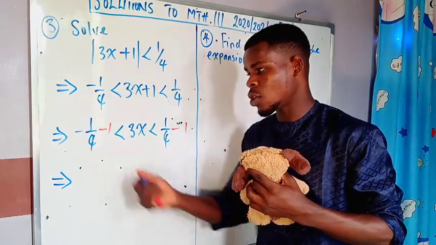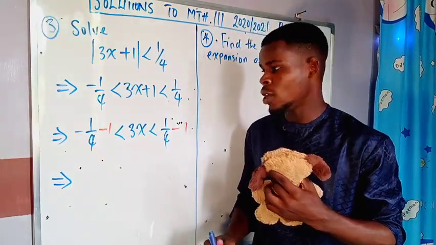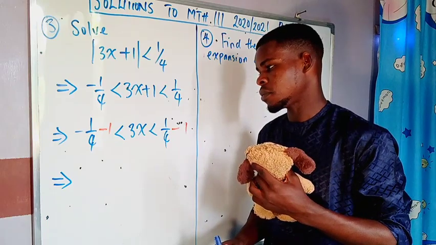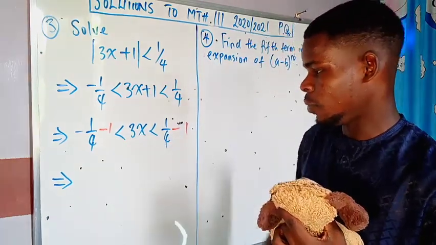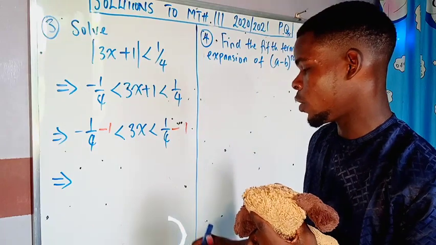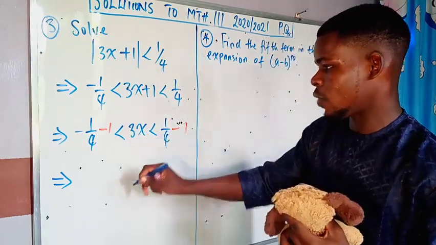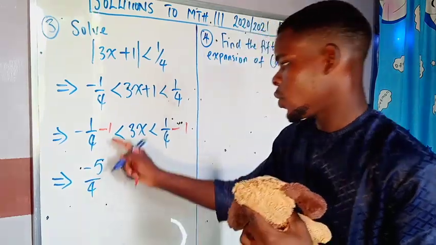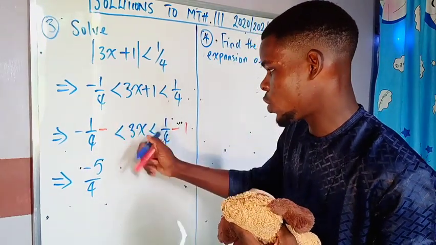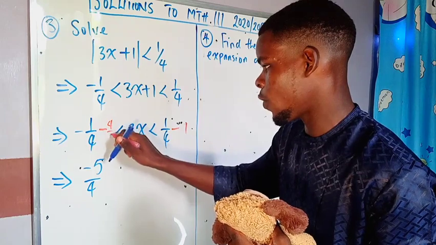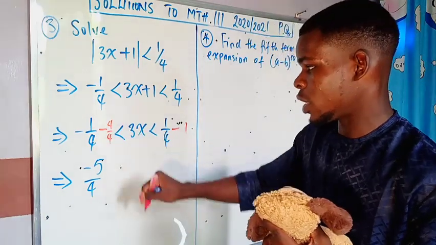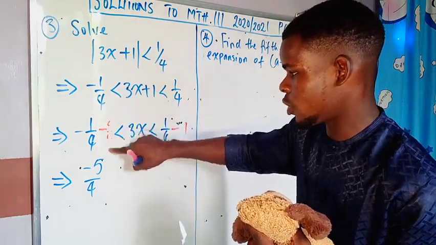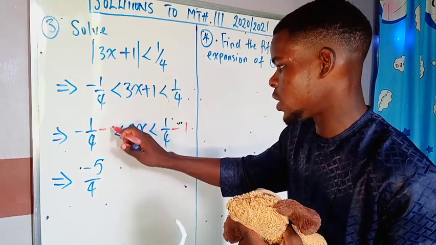So when you subtract 1 from negative 1 over 4, you are going to have minus 5 over 4. You can just check that out anyway. When you subtract, this is negative 1, which is the same thing as negative 4 over 4. So since the denominators are the same, you can in fact subtract the numerators. Okay, that's very nice. Let's just maintain the 1.